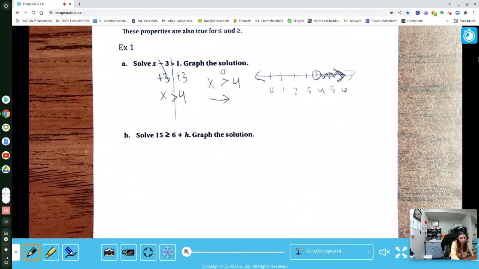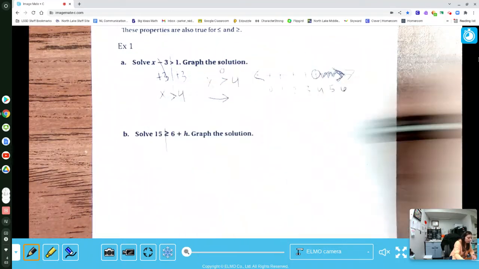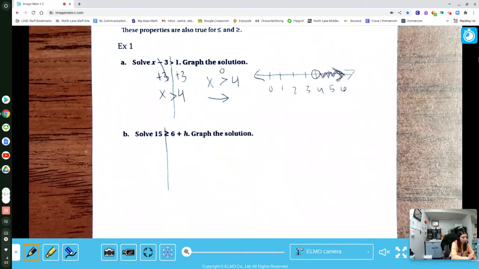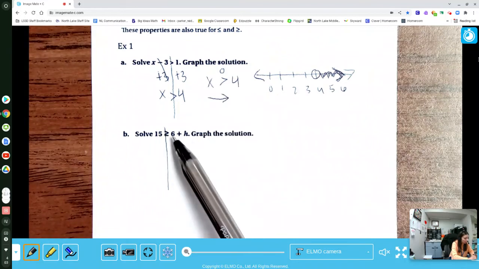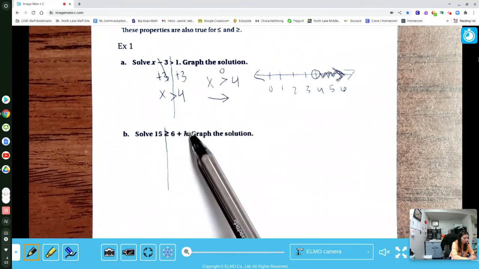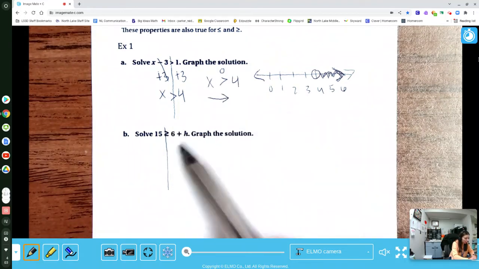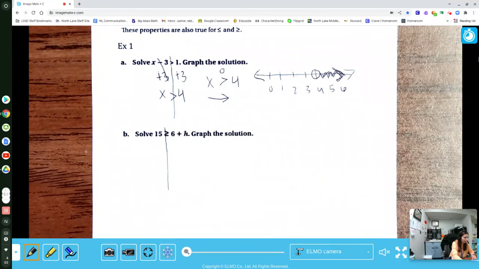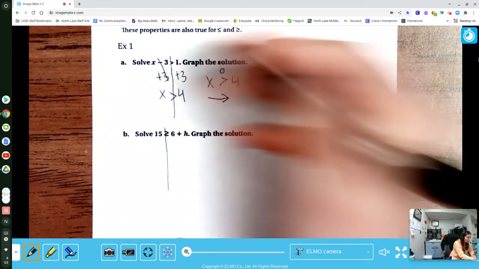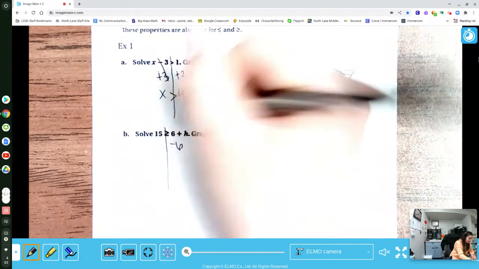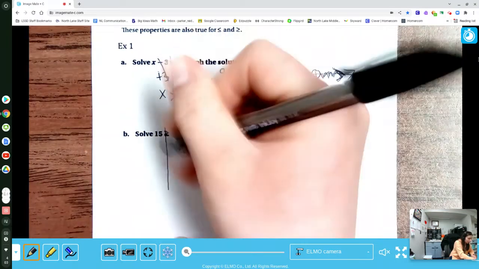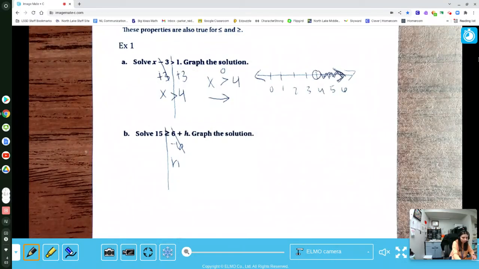Okay, part B, solve 15 is greater than or equal to 6 plus h. So again, we're going to draw a line through our inequality symbol. And as always, my goal is to get the variable by itself. So I don't want it to say 6 plus h over here. I'd rather have it just say h. So how do I undo plus 6? If 6 is added to something, how do I undo that? I would need to subtract 6. Adding and subtracting 6 undo each other, leaving only h left over.